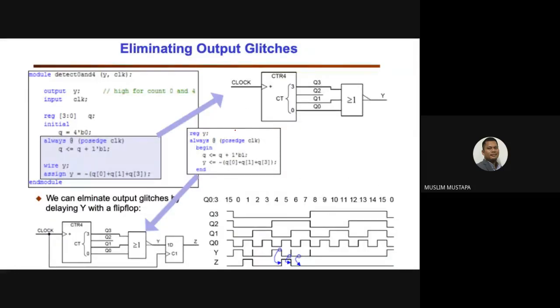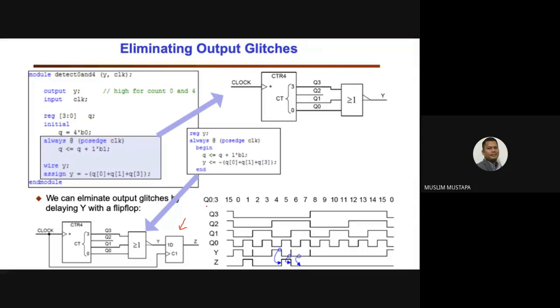Okay, how can we eliminate the output glitches? We can eliminate the output glitches by adding another flip-flop here. What happens is that when we add another flip-flop, we are delaying it a bit. Right, so we are delaying it by 1 count.